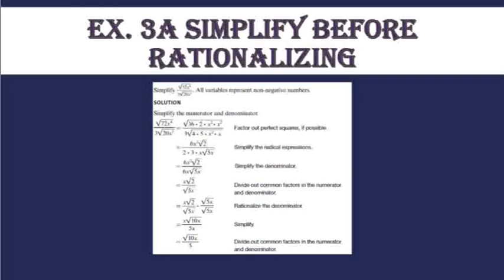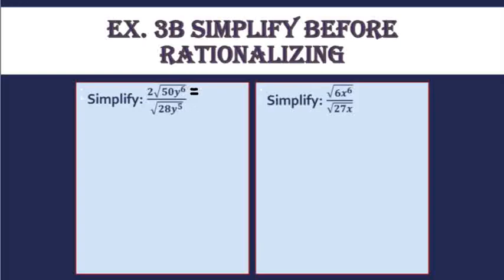The next type of problems, simplify before rationalizing. So we have to break down the radicals first, then we need to simplify. So let's look at an example here. I have 2 times the square root of 50y to the 6th divided by the square root of 28y to the 5th.